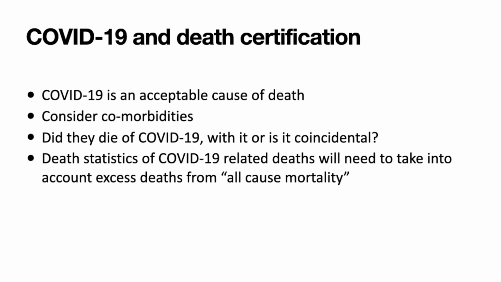So COVID-19 is an acceptable cause of death, but do consider the comorbidities. If somebody has died with significant underlying disease, it's really important that you think about what the underlying cause of death might be. For example, we know that things like diabetes and hypertension and obesity increase the risk of the development of COVID-19 and of getting worse symptoms and ultimately of death.